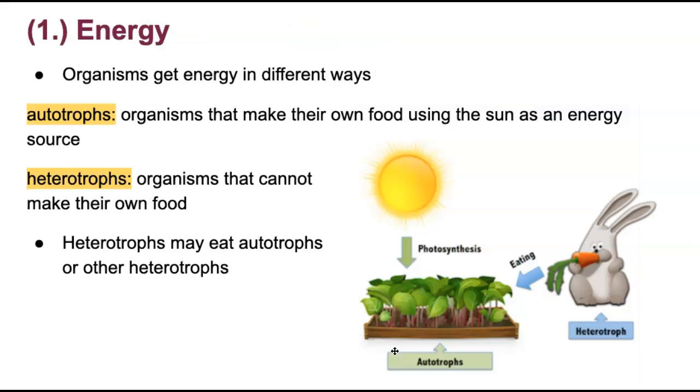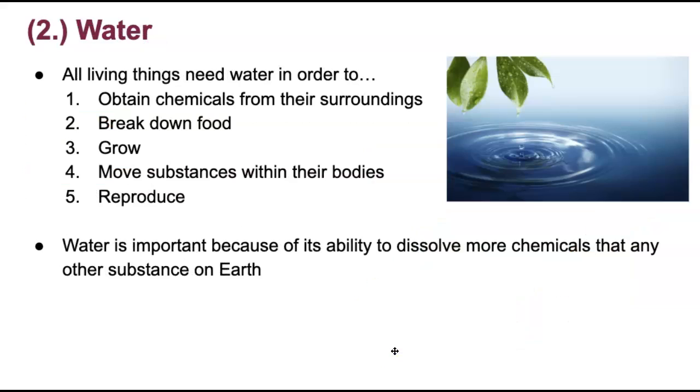So organisms get energy in all sorts of different ways. We talked a lot in our very first book of this year about autotrophs and heterotrophs. An autotroph is an organism that makes its own food using energy from the sun as its energy source. And heterotrophs cannot make their own food, so they have to eat autotrophs or other heterotrophs.